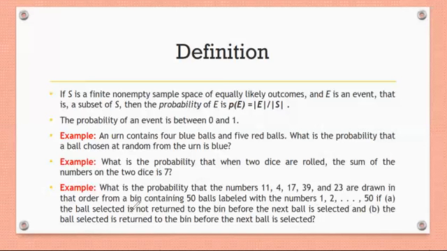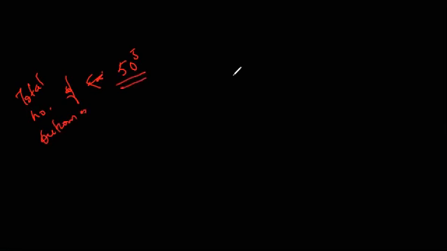The condition is that the ball selected is returned to the bin before the next ball is selected. So in this case, to select the next ball, I am returning the ball which I have already selected. So each time you will have 50 choices. The total number of outcomes is 50 power 5. Why is it 50 power 5?